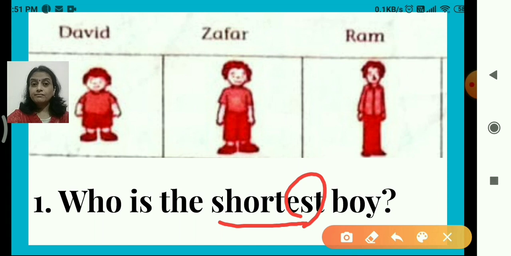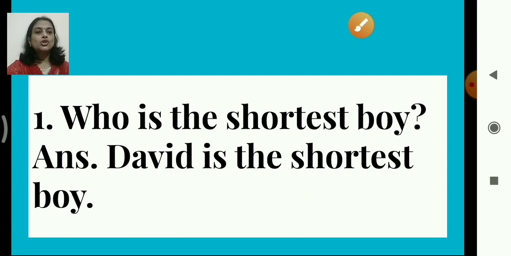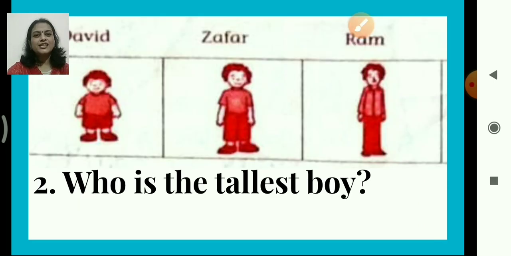So are you able to? Who is the shortest one from all the 3? Yes, it is David, right? So let's see our answer. Is it correct? Yes. So who is the shortest boy? David is the shortest boy. Got it? Isn't it easy? Let's move. Now again you can see the pictures.